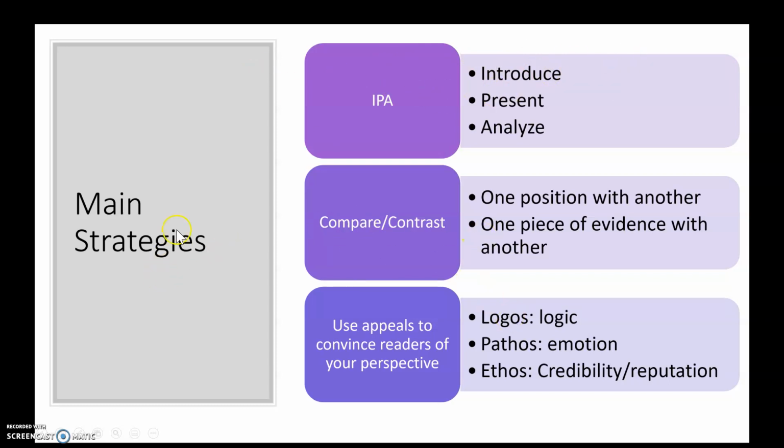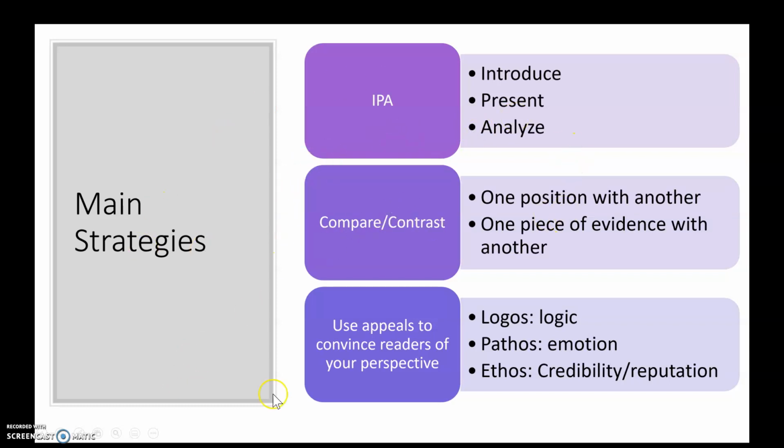Compare and contrast. This is what we did last module, where you want to compare one position with another or one piece of evidence with another. This is one of the reasons that this set of skills is so important, is because you do use them in persuasive and argumentative writing a lot. You will use a lot of compare and contrast, and you use them to normally support your stance, whatever your stance may be.